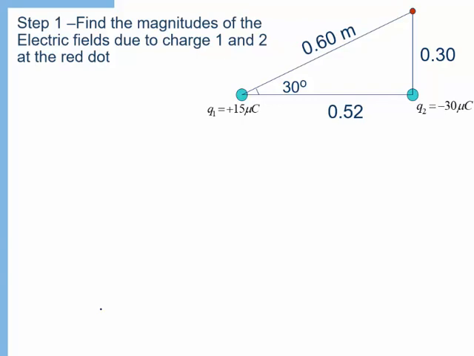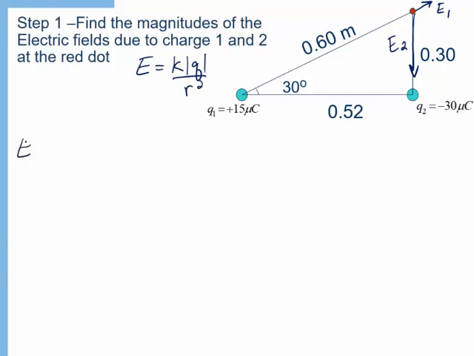So the first step in this process is just to find what are the magnitudes of those two electric fields. In other words, we know that E1 looks like that, we know that E2 looks like that. Let's figure out those magnitudes. Well, we're just going to use the fact that the electric field is kq over r squared for a point charge.